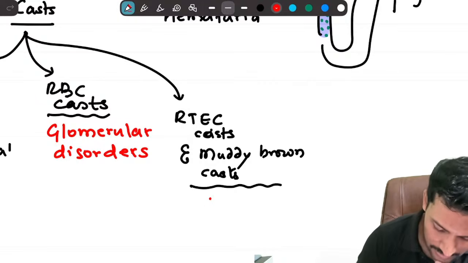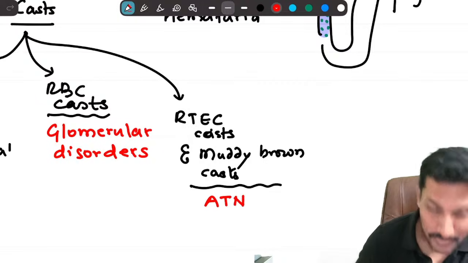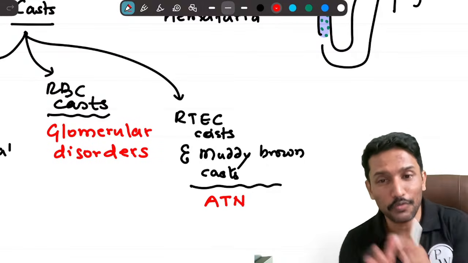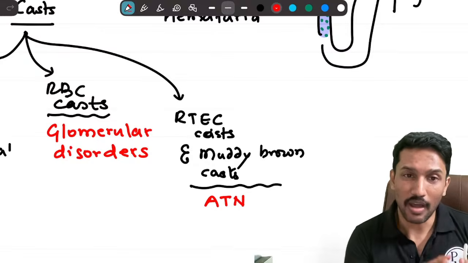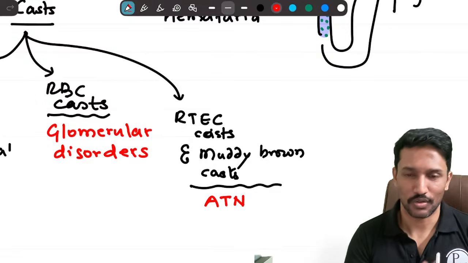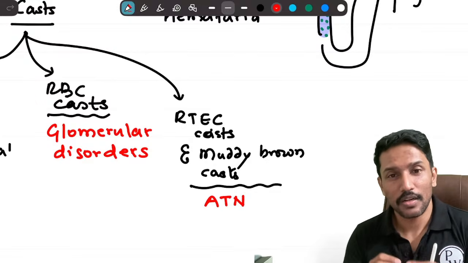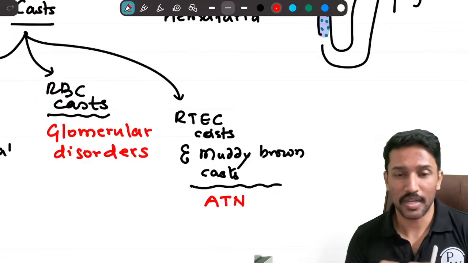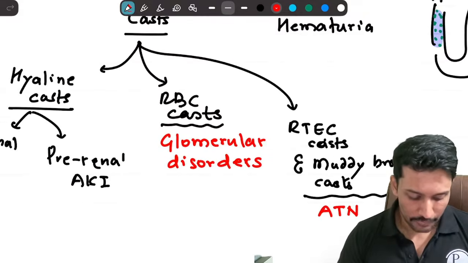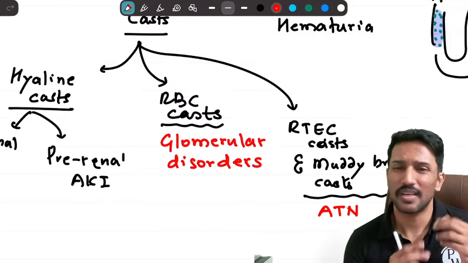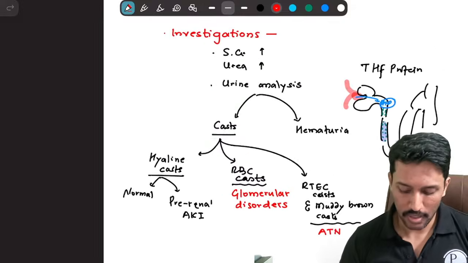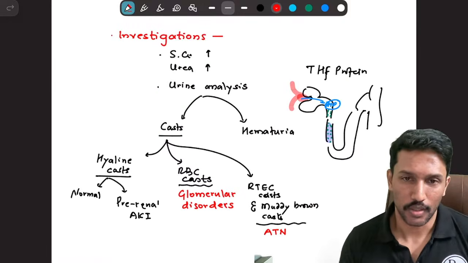Then I can take it as a case of acute tubular necrosis. So look at this. The basic urine analysis is giving me clues for further evaluation. If I saw RBC casts, then I know that it is a glomerular disorder. If I saw renal tubular epithelial cell casts or muddy brown casts, then I know it is pointing towards tubular injury. And if I saw only hyaline casts, it is pointing towards either a normal renal function or the prerenal AKI, right? So casts do hold important value.